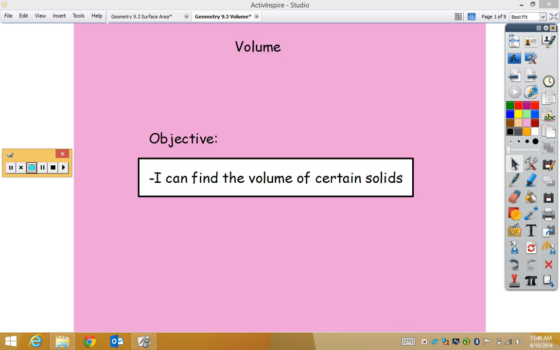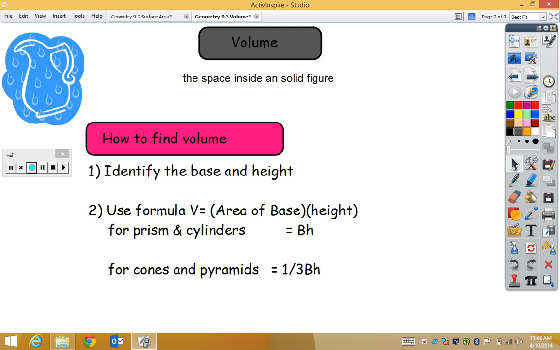So in this video we're going to talk about volume. We already talked about nets and surface area, so your objective is that you can find the volume of certain solids. I like to think of volume as what you're going to take to fill an object. That's why I have a water pitcher right here. So volume is the space inside a solid figure.